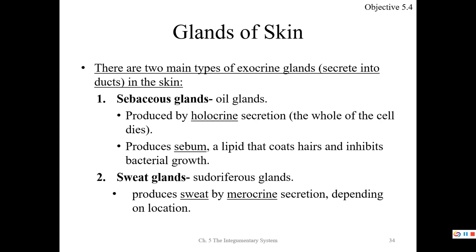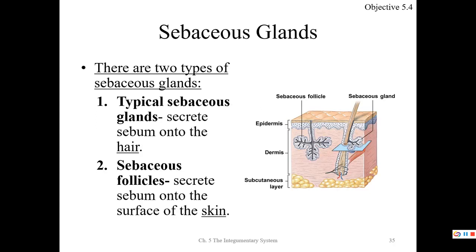There are sweat glands called sudoriferous glands. The slide says they produce sweat by merocrine secretion, depending on location. We actually now know that the apocrine sweat glands secrete by merocrine mode. So I need to update that note a little bit. There's actually a place where I updated them later on. Forgot to update this slide.